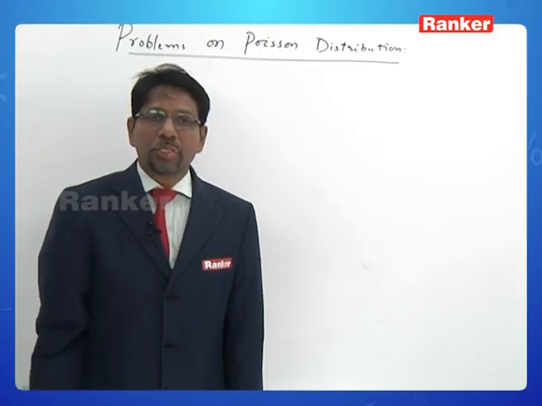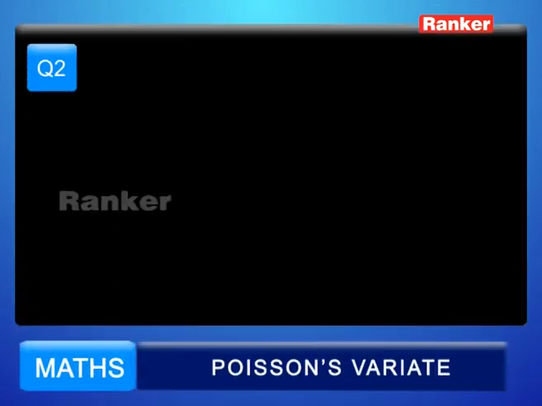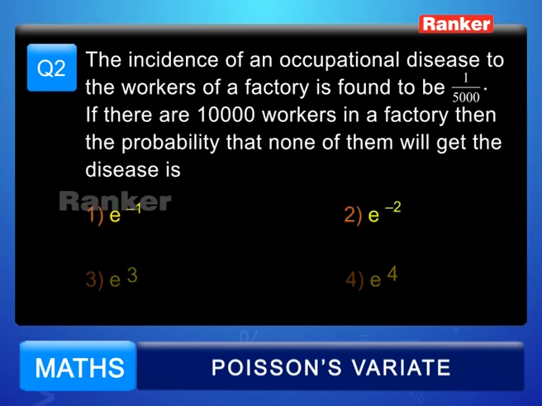Let's move on to the next question here. Question number 2. The incidence of an occupational disease to the workers of a factory is found to be 1 in 5,000. So 1 by 5,000. If there are 10,000 workers in a factory, then the probability that none of them will get the disease is, first option e power minus 1, second option e power minus 2, third option e cube, and fourth option e power 4. So let's look at the solution here.